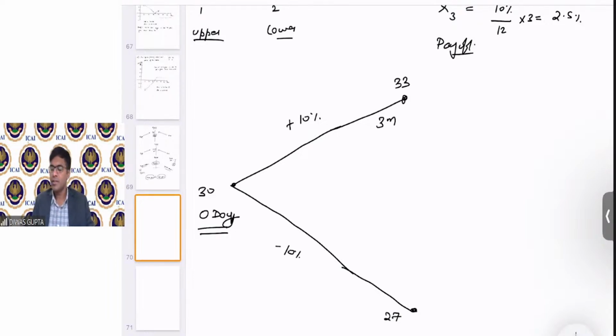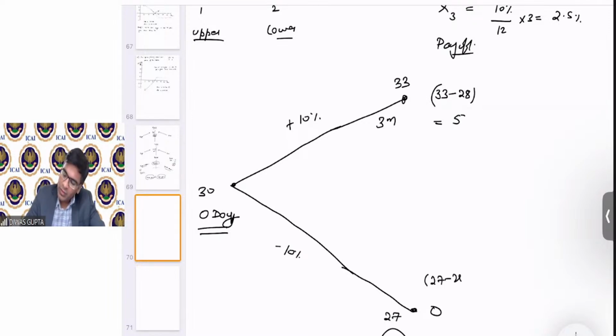Okay, this is after 3 months. So 33, what will be the payoff? 33 minus 28. This is our payoff, right? Which is 5 rupees. In case, let's say after 3 months, the actual price becomes 33, the option will help you with the 5 rupees of payoff, correct? And in case after 3 months the price itself is 27, then the payoff will be 0, correct? Because 27 minus 28, it will become out of the money. Correct, students?